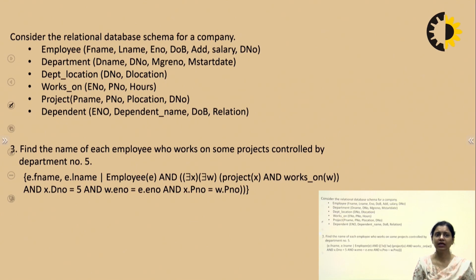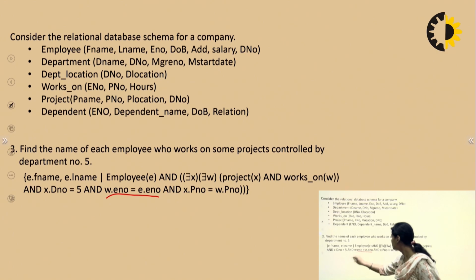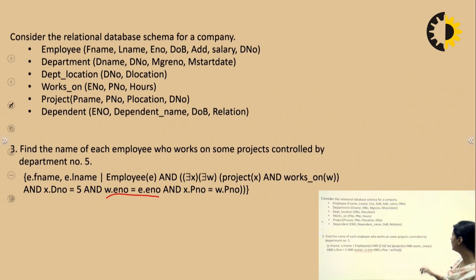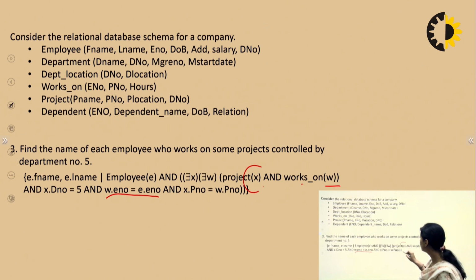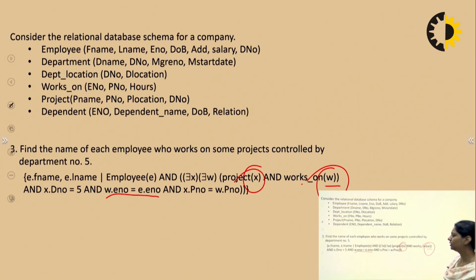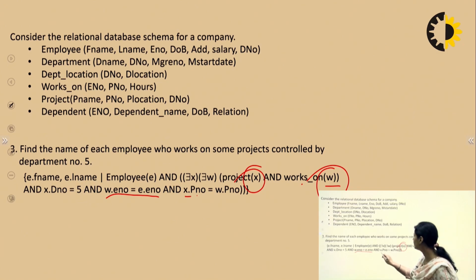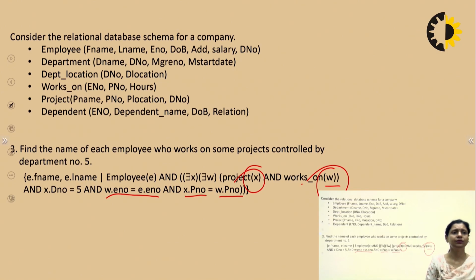So we have two tables, that are the project table and the works on table. The department number is 5. So on the project table, we'll be taking the department number 5, and again we'll be joining using the foreign key concept with w.eno, that is the employee number, and the works on employee number should be same. Similarly, the project and the works on are to be related with each other. So we have x.pno, that is a project number, which is equal to w.pno.